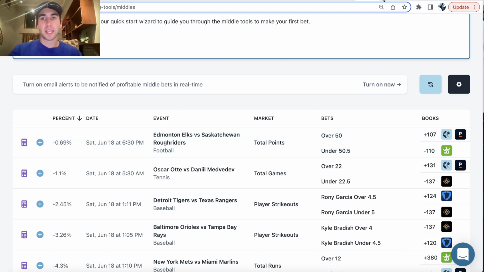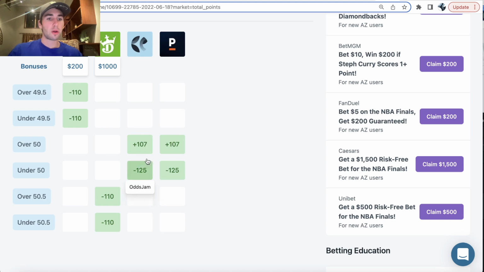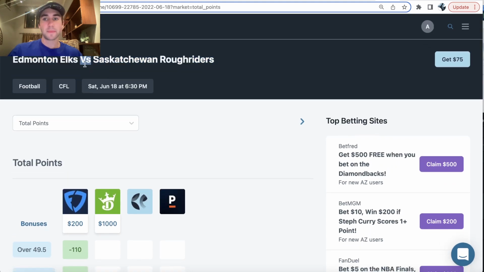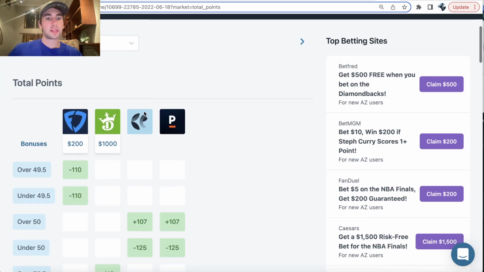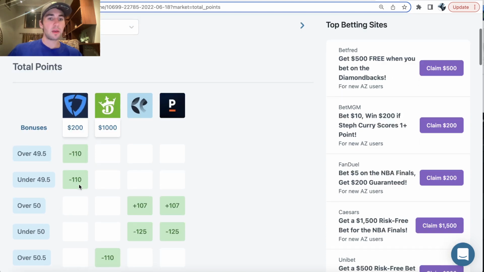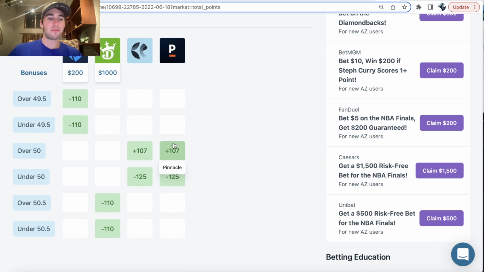So if we end up clicking into the odds for this game, we can see in Arizona, where I'm currently located, FanDuel has the total set at 49.5. Pinnacle has the total set at 50, right? This is the sharpest bookmaker, and they're juicing the under heavily, right? They have the under minus 125. And then DraftKings has it a bit higher, over under 50.5, right?